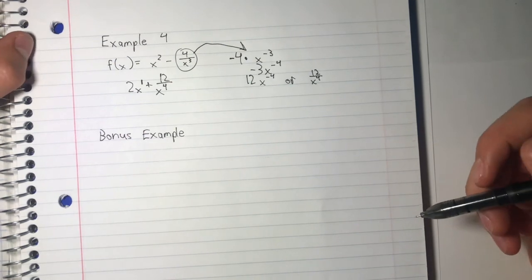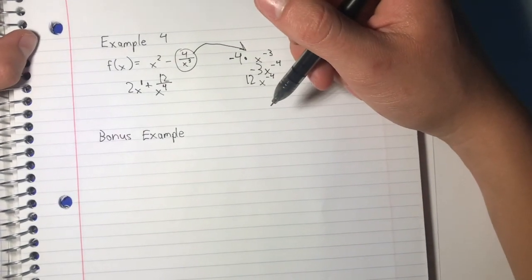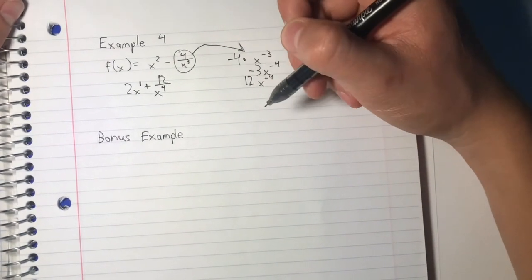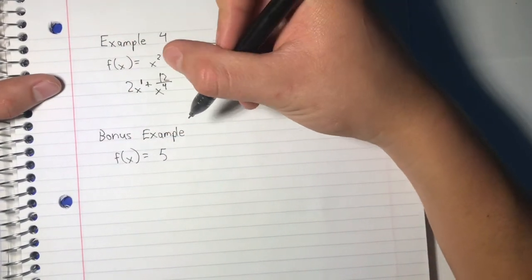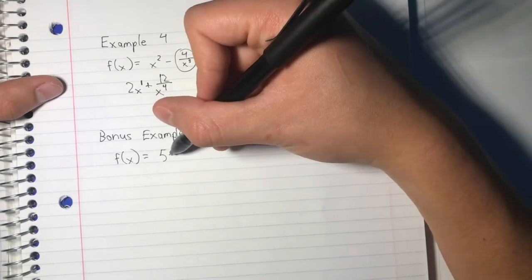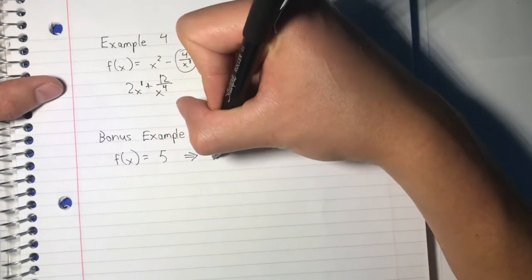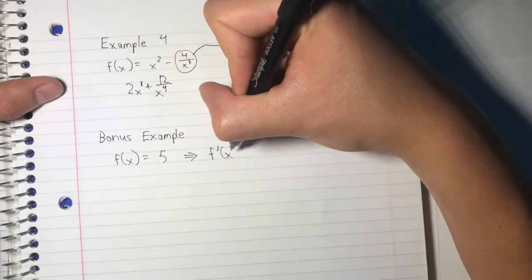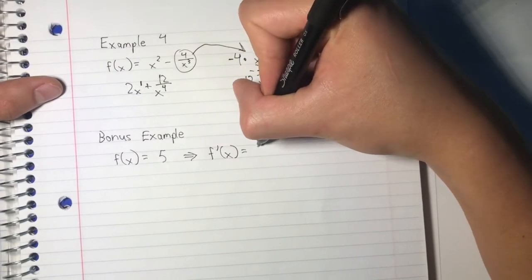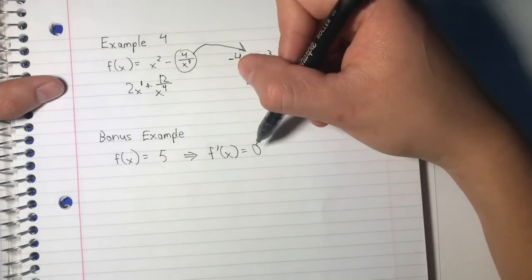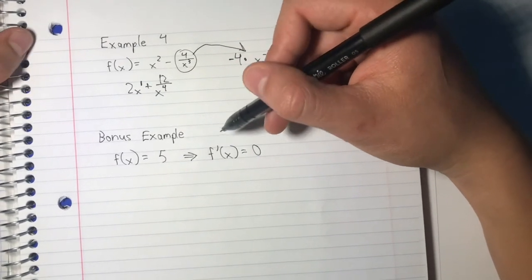Okay, we're just going to do a few quick bonus examples to help clarify a little better of how constants work. Okay, so let's say we have f of x equals 5, right? So in this instance, 5 just goes to 0. So this turns into f prime of x equals 0, right? Makes sense. That was the original rule that we laid out.